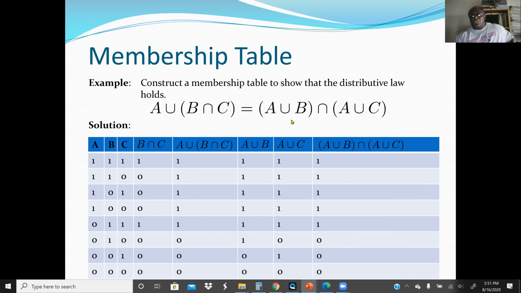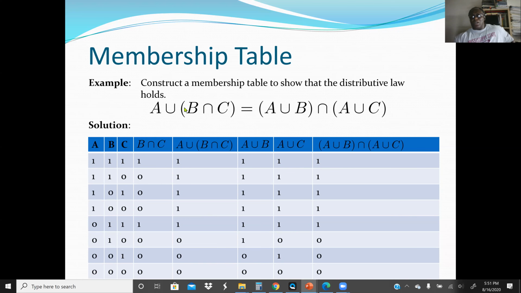So this is using the same idea of a truth table in Boolean algebra. But remember again, union is plus, intersect is multiplication, or the OR and AND: AND is multiplication, OR is plus, to construct the membership table. Again, one more time.